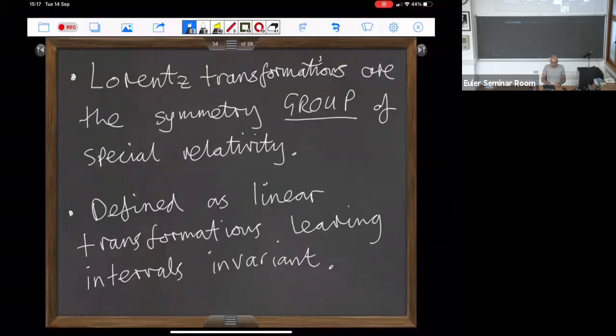I'm going to introduce some words here, which will come back later. One thing we say is that Lorentz transformations are the symmetry group of special relativity. So they form a mathematical object called a group, and groups play an important role in theoretical physics, especially in particle physics and general relativity. We can define a Lorentz transformation as a linear transformation which leaves the intervals invariant.